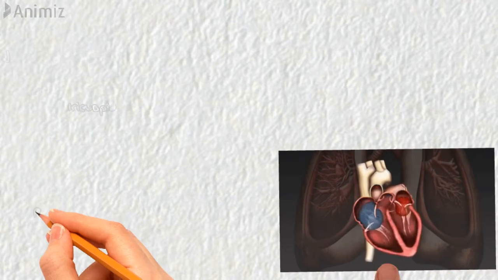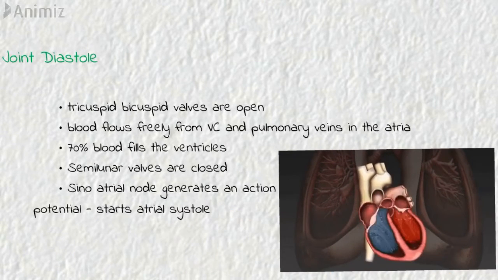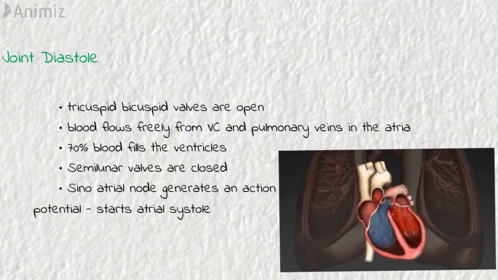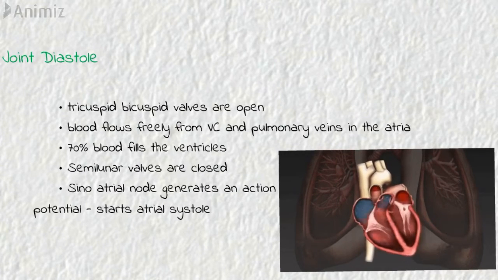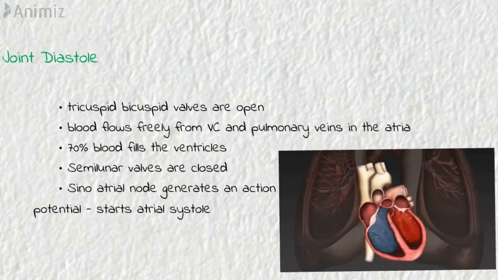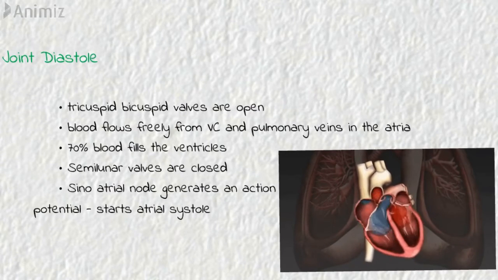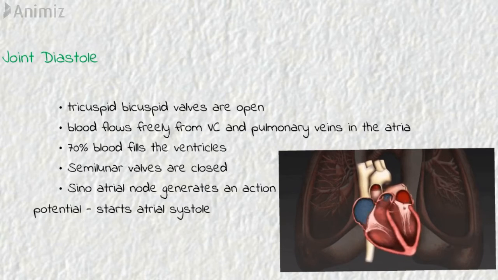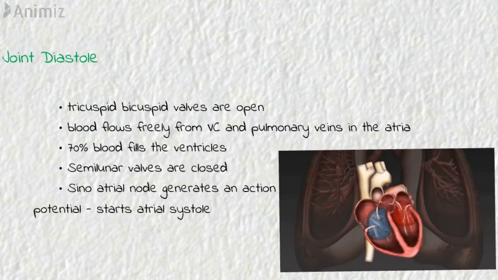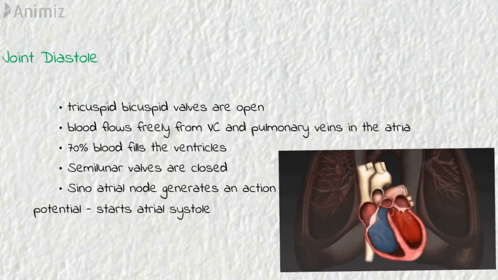So let's start with the joint diastole. During this phase, both the tricuspid and bicuspid valves are wide open. Blood flows freely from the vena cava and pulmonary veins into the atria and starts filling them up. Also, during this very moment, the ventricles fill passively, and almost 70% of the blood fills up the ventricles. Semilunar valves are however closed.